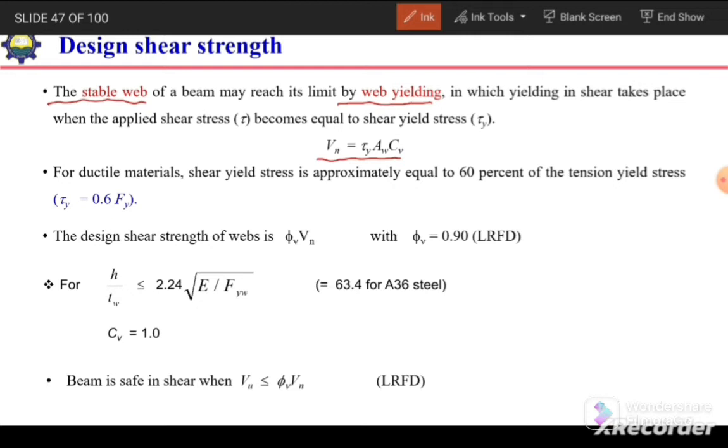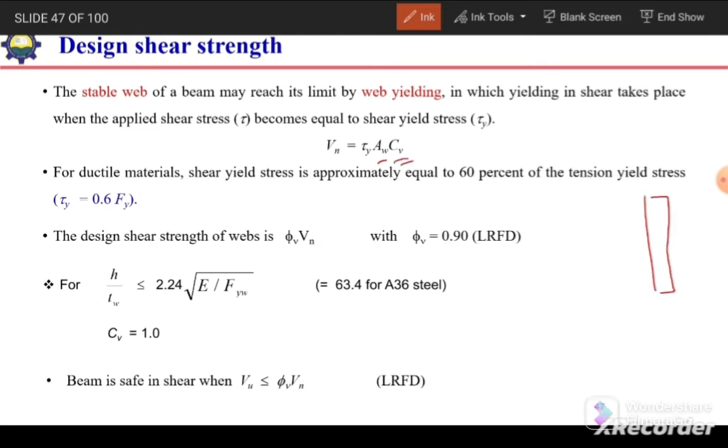And here this Cv is the shear coefficient, and it is the ratio of critical web stress according to linear buckling theory to the shear yield stress of the web material. Here tau y is the yield shear stress, and we can approximate it as 0.6 times Fy, meaning 60% of the tension yielding stress. And area of web, we have already defined. In that case, we will consider the total depth multiplied by the thickness of the web.